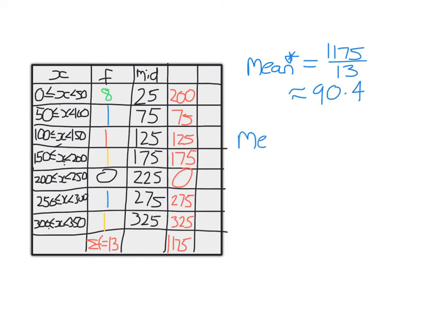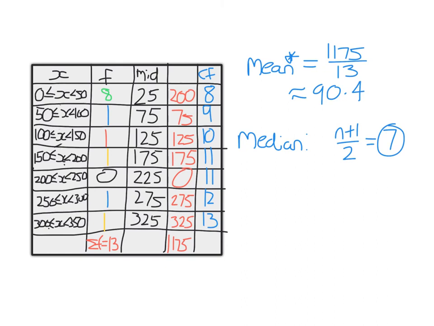So let's now look at the median. There are 13 scores. So using the formula from last slide, n plus 1 on 2, that would give us 14 on 2, which is 7. 7 is not the median. The median is the 7th score. So once again, we can create a cumulative frequency column. There are 8 players who've played fewer than 50 games, and 9 that have played fewer than 100, 10 that have played fewer than 150, and so on.